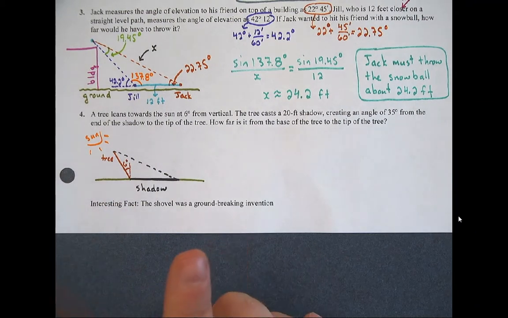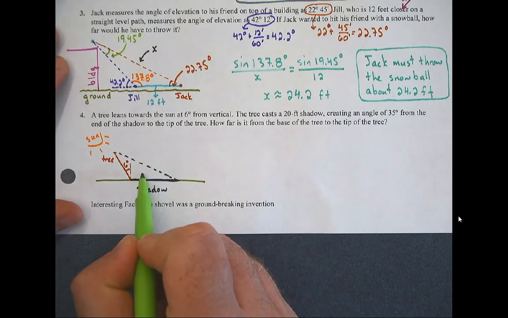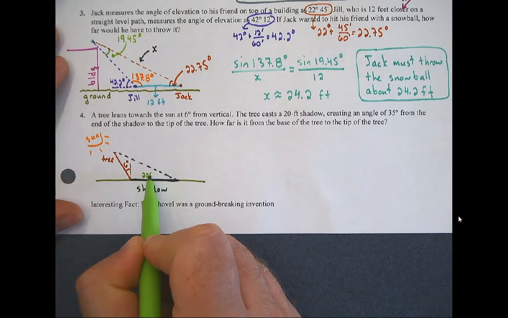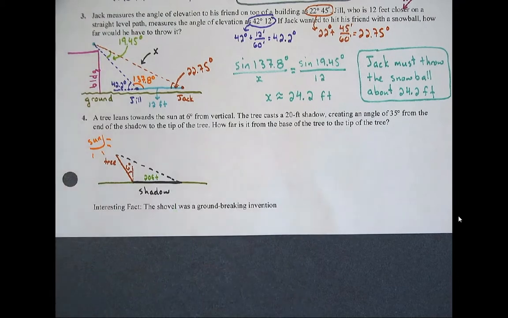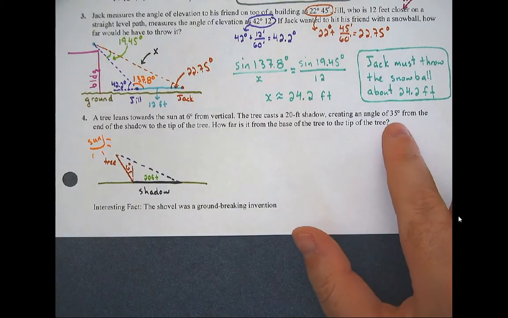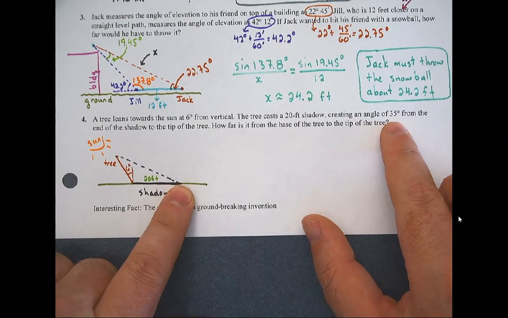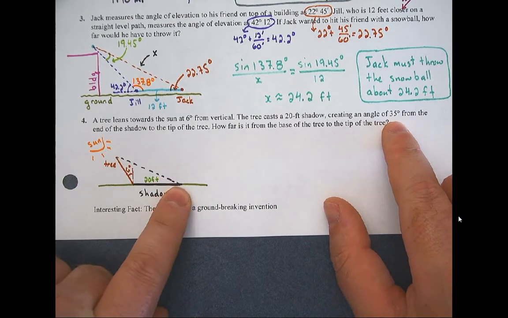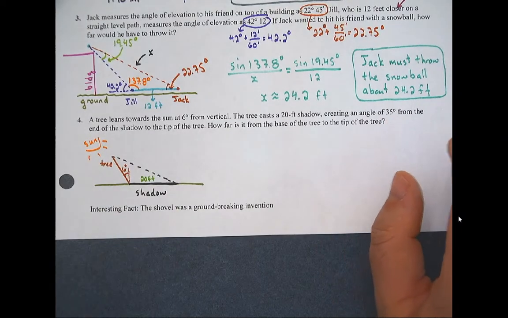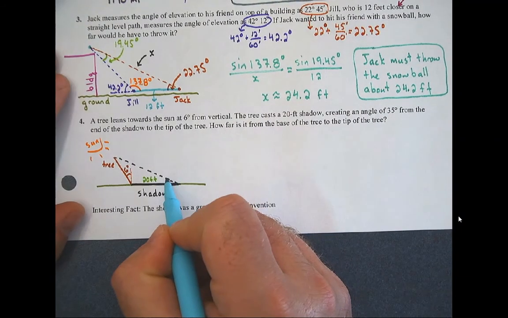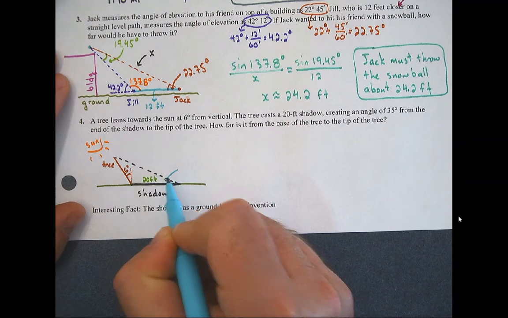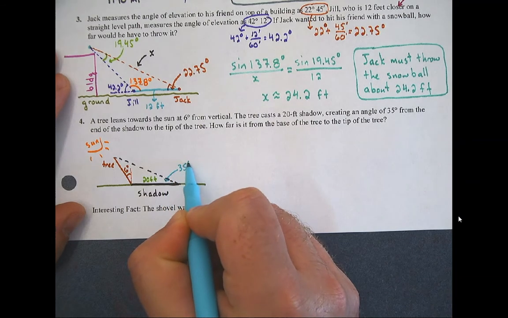The tree also casts a 20-foot shadow. So we know that this has to be 20 feet. It creates an angle of 35 degrees from the end of the shadow. So there's the end of the shadow to the tip of the tree. So the angle there is going to be 35 degrees. So here, this ends up being 35 degrees.